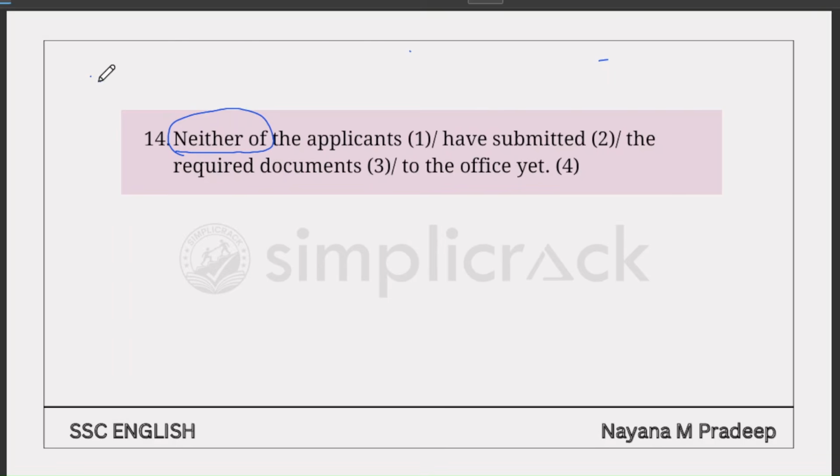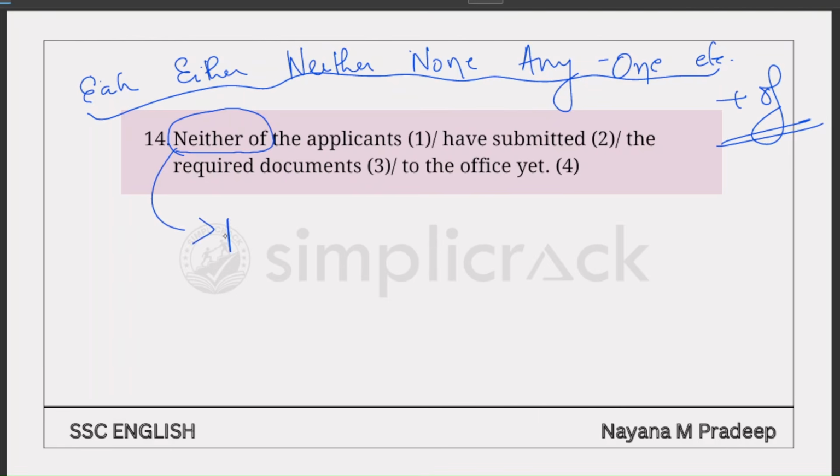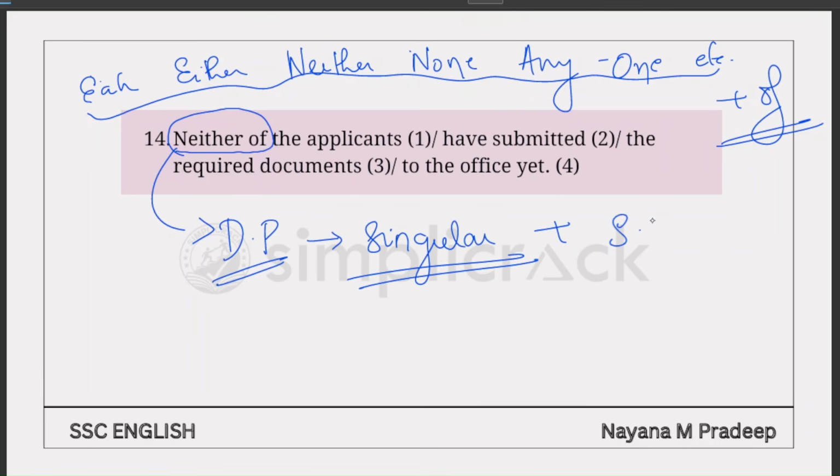So what are the distributive pronouns that you know? You have each, either, neither, none, any, one, etc. These are some of the distributive pronouns that we are aware of. Along with all the distributive pronouns, we use the preposition "of." So whenever you see these words along with "of," you need to understand that it is a distributive pronoun. And we have also studied that all distributive pronouns are singular in form. Therefore, it has to agree with a singular verb.